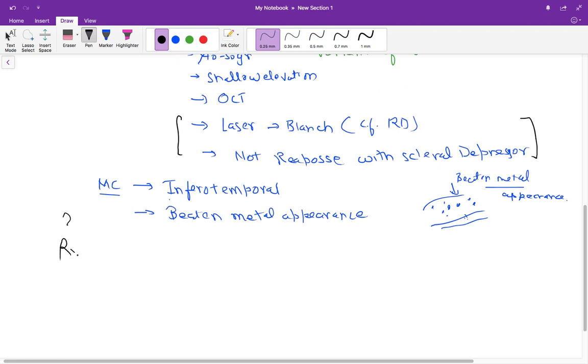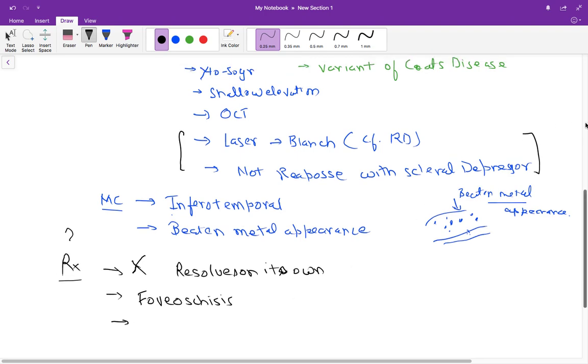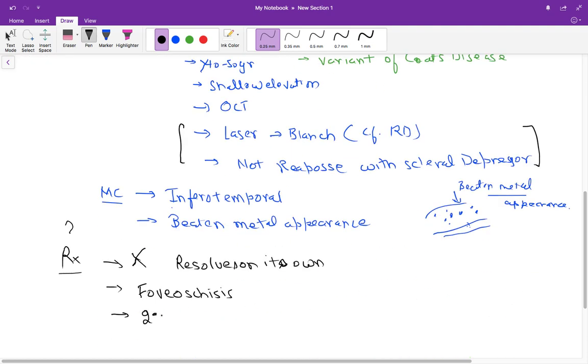Normally you don't need any treatment in cases of retinoschisis. Sometimes it resolves on its own. But in case the retinoschisis involves the fovea, which we call foveoschisis, or if the wall breaks off, the fluid can go inside and create a secondary retinal detachment. In those cases, you need to treat it in the same terms as you treat a retinal detachment.